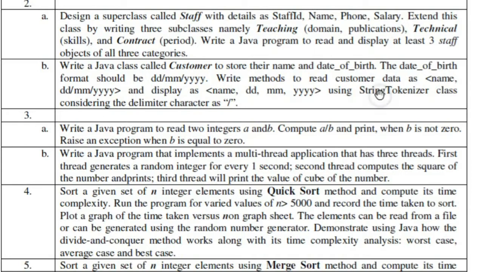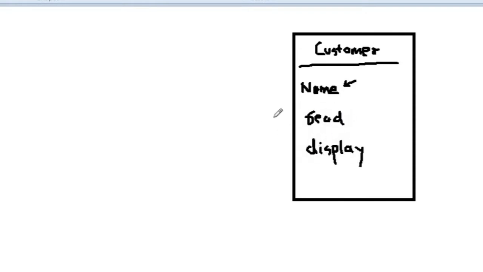The extra thing we need to keep in mind is that we have to use the StringTokenizer class, and the delimiter character is slash. Now I'll explain what the delimiter character means. See, this is our class. In this class we will have one data member called name, and in this data member we will have the name as well as the date of birth. We'll have two functions, read and display, to read and display the name.